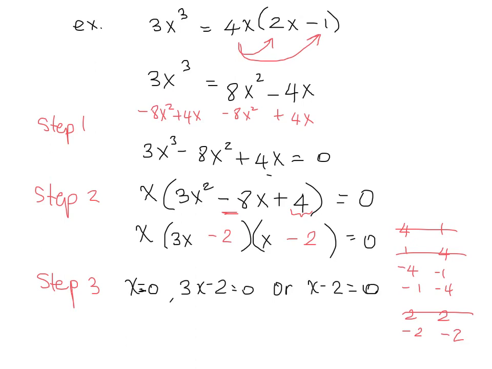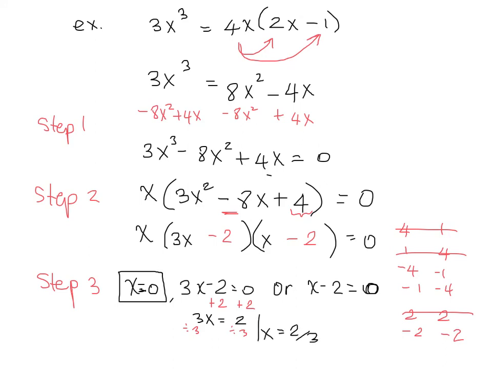And now we can solve each one of these 3. Well, this one is already solved. It's x is equal to 0. And here we can add 2 to both sides. And we get that 3x is equal to 2. Then divide both sides by 3. And we get that x is equal to 2/3.